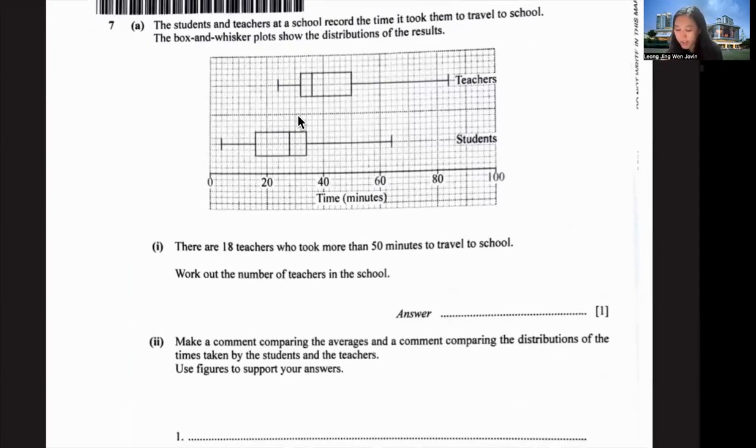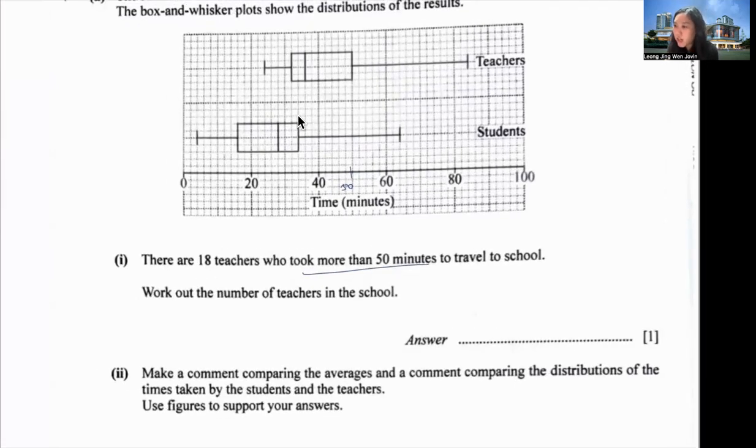Question part 1 asks, there are 18 teachers who took more than 50 minutes to travel to school. Work out the number of teachers in the school, so total amount of teachers, right? So if you look back at the graph, where is 50? 50 will be in between 40 and 60, right? So here must be 50.